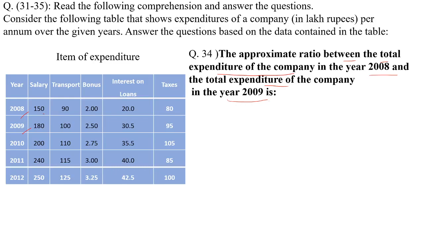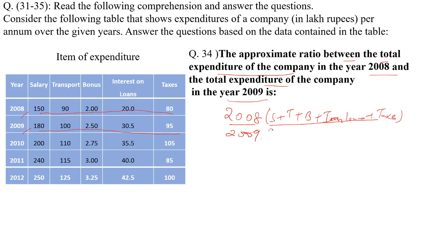So total expenditure will be, all this will be the expenditure, correct? And for 2019 it will be the expenditure. So we will directly do 2008 upon 2009: salary plus transport plus bonus plus interest on loans plus taxes. Same below, correct? We will directly add all these values.